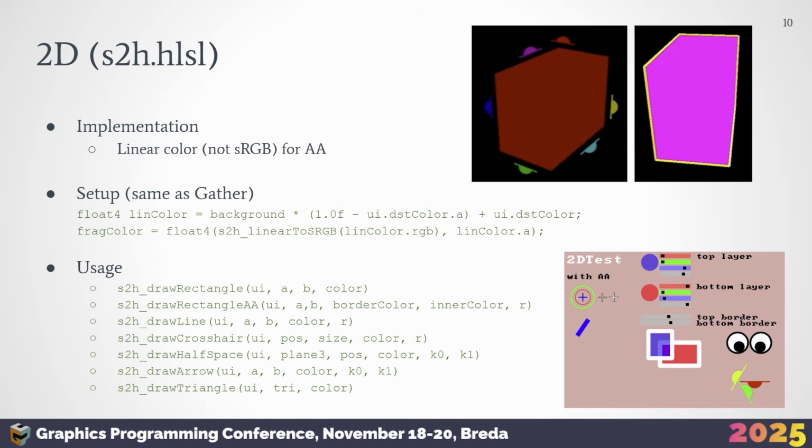So you know how to print out text, but if you want to draw some shapes, 2D shapes, then you can use those 2D functions. They're still in the same HLSL file, so that makes it convenient to use. The same setup can be used, and you just call into different functions. They start with s2h_draw, and they have different parameters, so you can draw whatever you want.